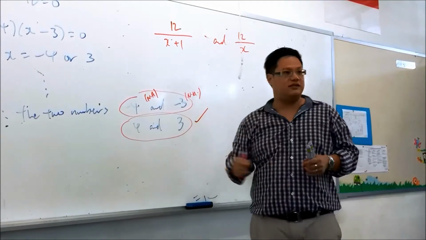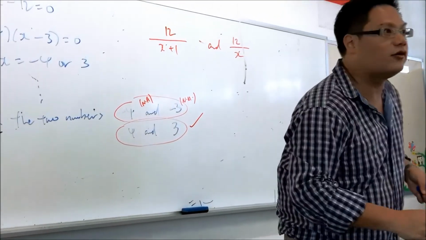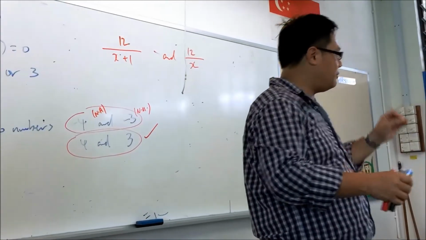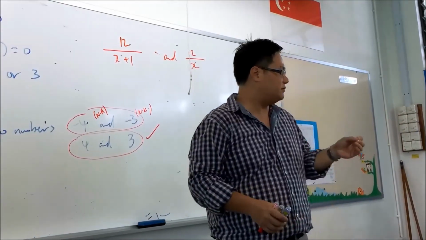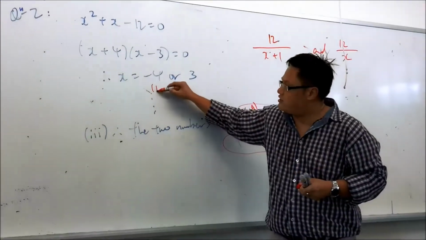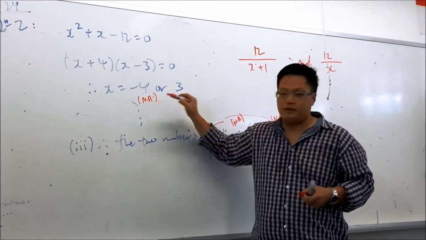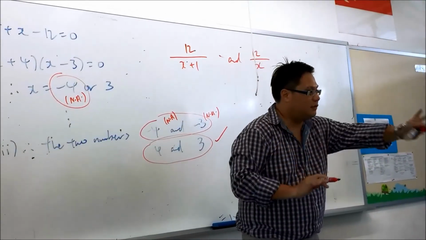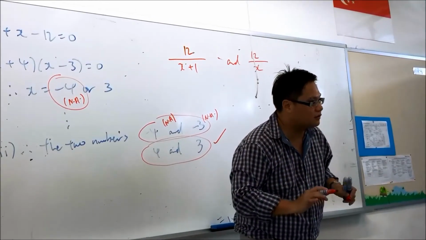Therefore, you know it's rejected. Are we clear? So have I answered your question, okay? So circle up keywords. That will help you answer the question. For those who are slightly sharper, you will already reject this from the start, because x cannot be negative. Are we clear? Can or not?